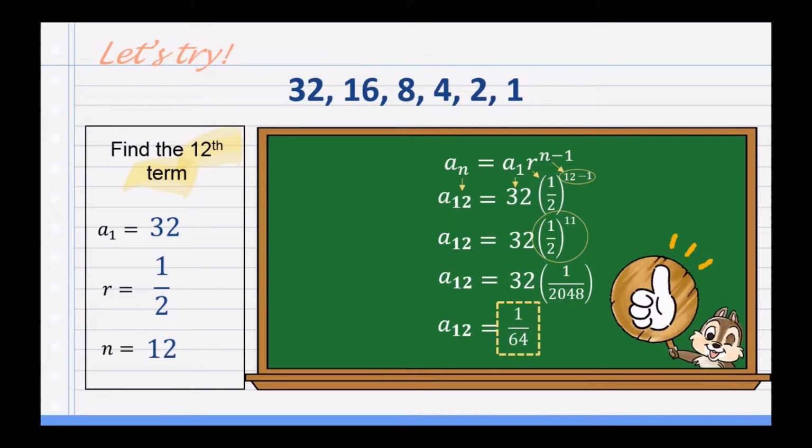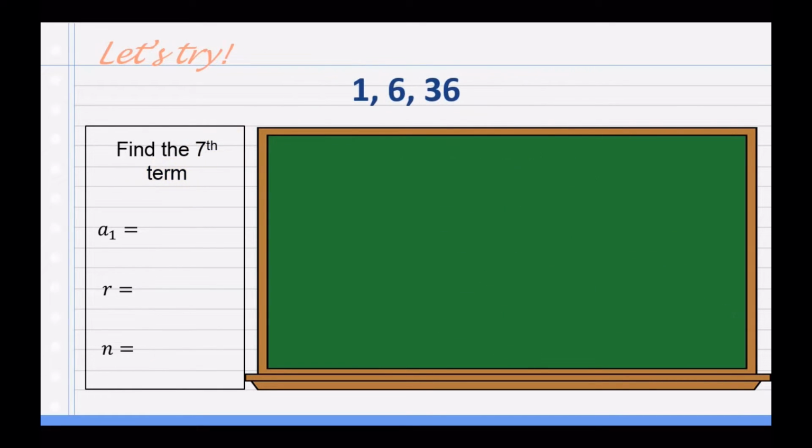Let's have another example. Let's try to find the 7th term of the sequence 1, 6, and 36. Since 1 is our first term, 1 will be our a sub 1. Then our common ratio r will be 6 because when we divide the term by the term that precedes it, we'll get 6. In here we have 6 divided by 1 is equal to 6, and 36 divided by 6 is 6. Therefore, our common ratio is 6.